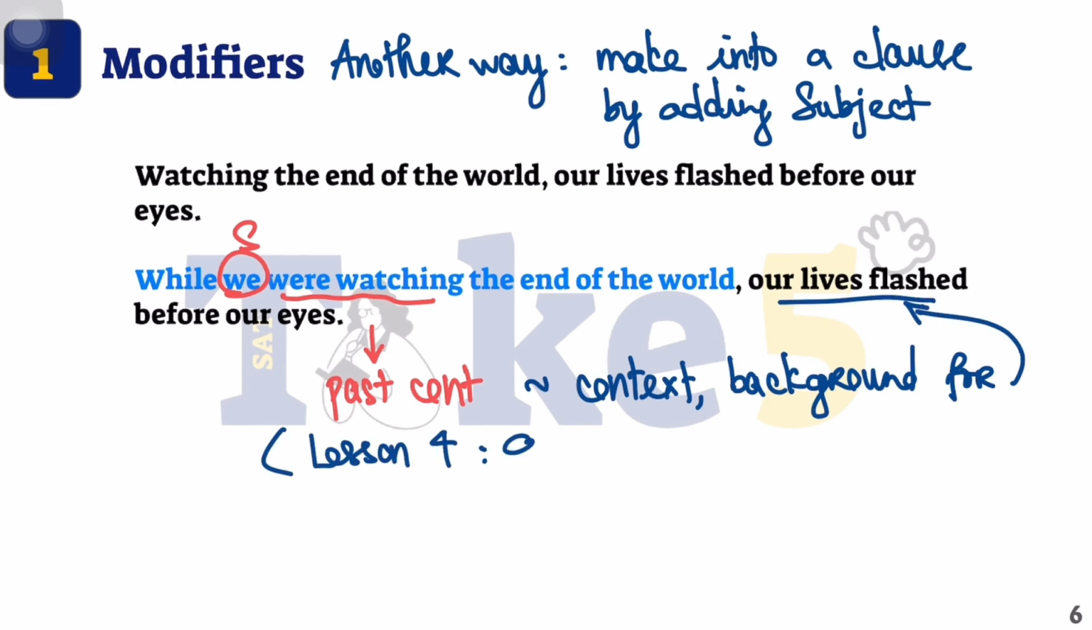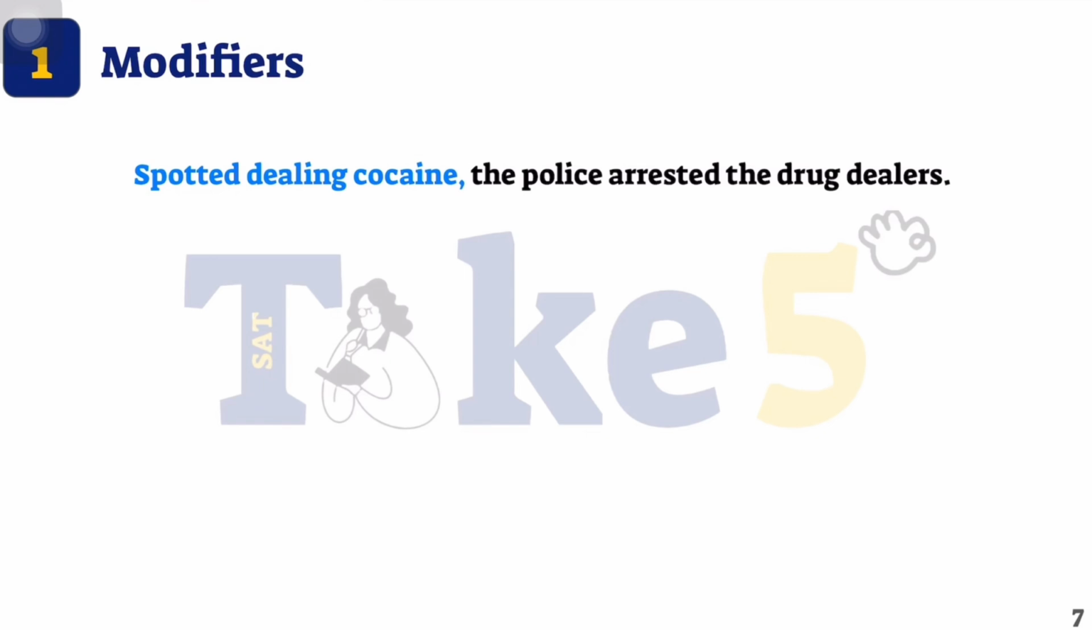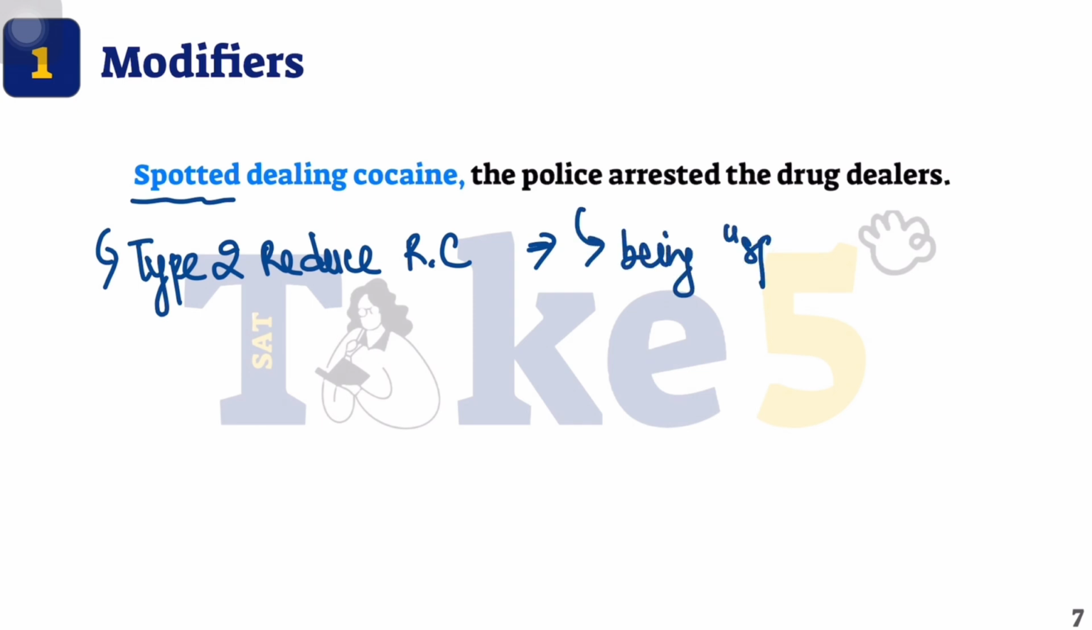Revise lesson 4, or the first grammar lesson, if you are confused about when to use past continuous tense. By doing this, we don't have to change the main subject nor change the position of the modifier. You can tell that this modifier is wrong because it is a type 2 reduced relative clause by the past participle verb spotted, indicating that the police was spotted dealing cocaine, which doesn't make sense.